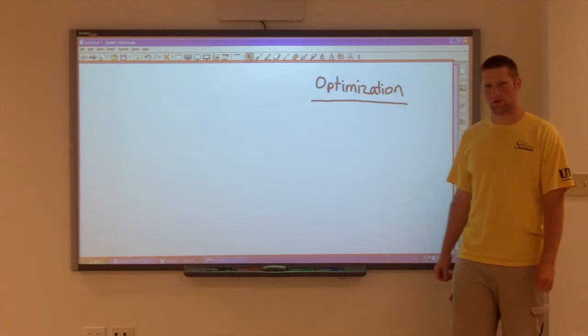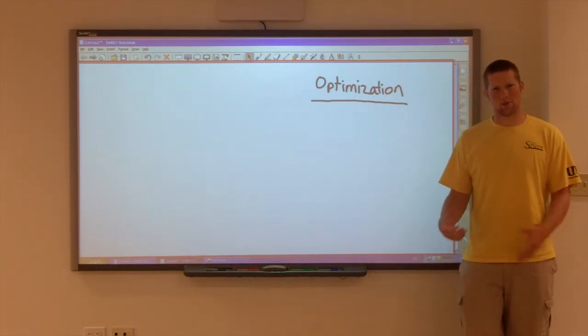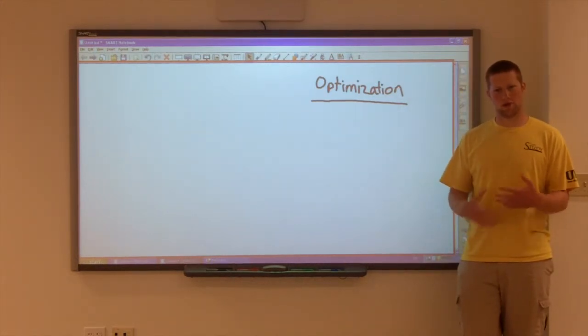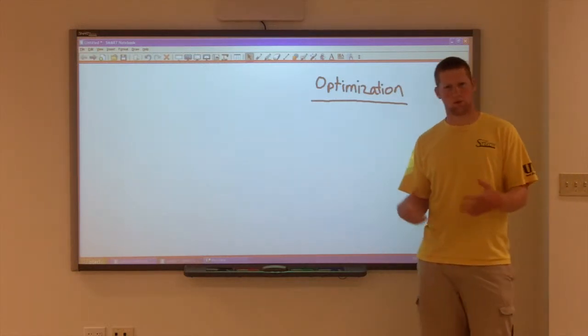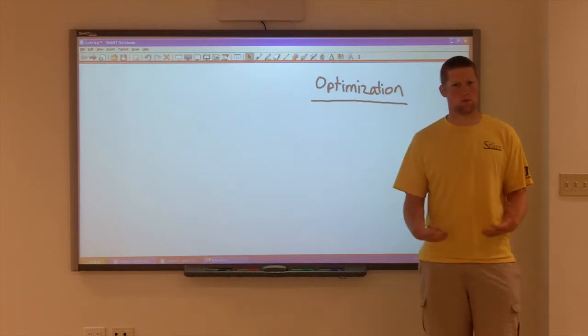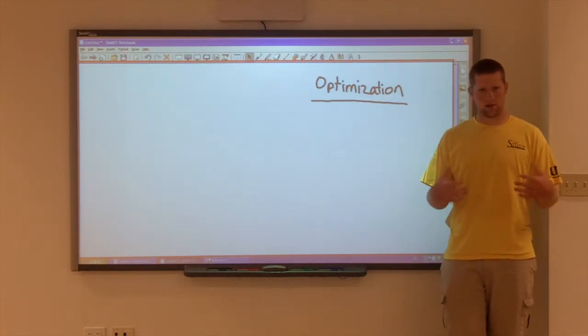Hi, today we're going to talk a little bit about optimization. Optimization, what it is, it's in the name. We're going to be given a set of restrictions or a problem, typically a word problem, and we're going to be asked to find the maximum or minimum value of something. So let's take a classic problem.